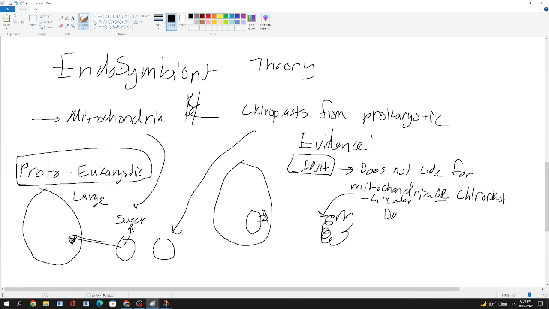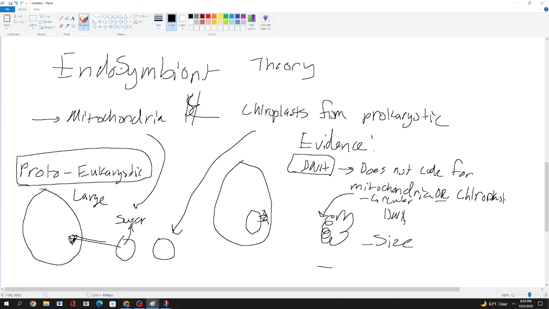Okay, circular DNA. Interesting. Now, the other thing that was pretty interesting, and this is somewhat of an easier one, is that they have similar size. They straight up just have a similar size to a prokaryotic bacteria. Remember, prokaryotes are smaller than eukaryotes. That makes sense with how the eukaryotes engulfed the prokaryotic cell, aka the mitochondria. That's another thing. So, the size.